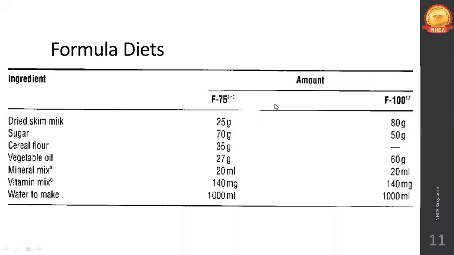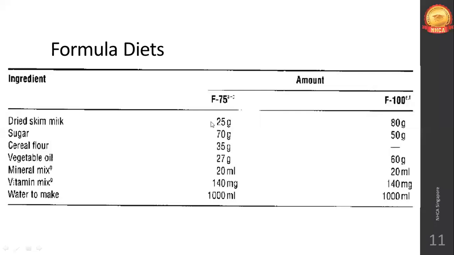So F75 is used during the initial phase of the treatment. And where is the initial phase of malnutrition treatment done? Yes, in the ICUs, the intensive care units. Usually it's the intensive care units where F75 is used. Slowly when the child is showing tolerance, you will shift to F100, usually in the general wards. In the rehabilitation phase, you go for F100.